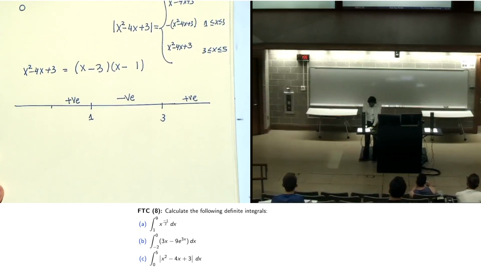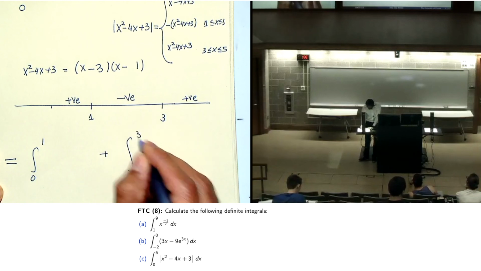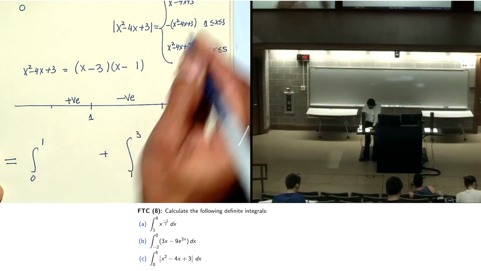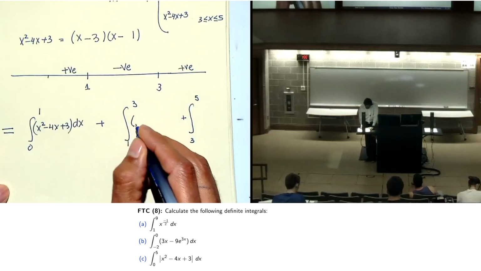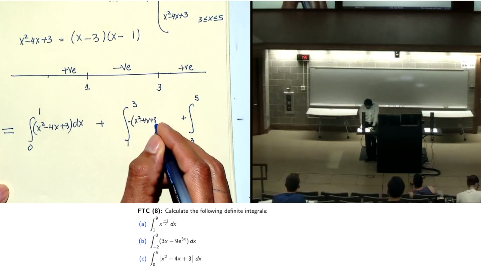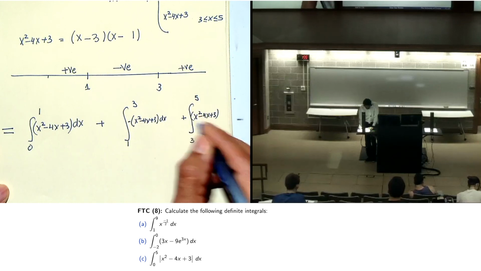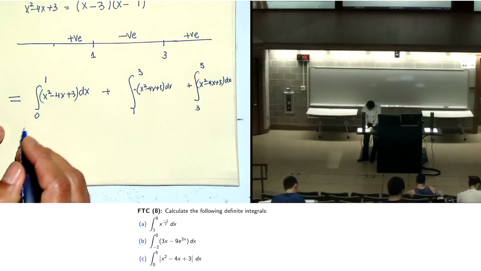We want to integrate this piecewise function. It is going to be 0 to 1 plus 1 to 3 plus 3 to 5. The first is x squared minus 4x plus 3 integrated with respect to x. The second is going to be minus the integral of x squared minus 4x plus 3 dx, and the third is a positive x squared minus 4x plus 3 dx. Okay, I have 4 minutes. I think I'm going to complete that in 4 minutes.